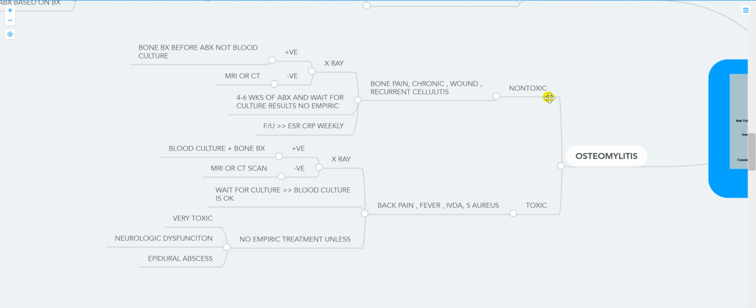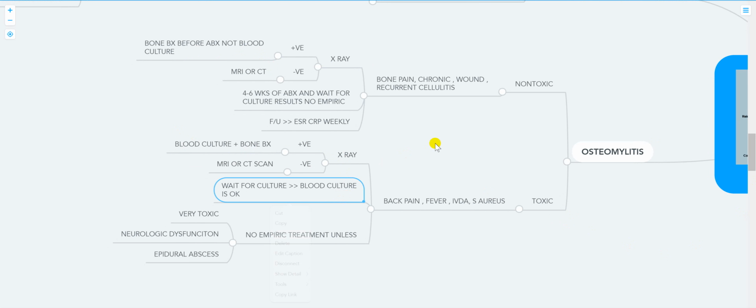If it is osteomyelitis, it could be non-toxic or toxic. Non-toxic is usually bone pain, chronic, recurrent. Toxic is back pain, fever, IV drug abuse, and Staph aureus. In both of them, we start with X-ray. If it's positive, in the non-toxic, we do bone biopsy before antibiotics, and no need for blood culture. But if it's toxic, we do both blood culture and bone culture. And we wait for the culture, and then we start 4 to 6 weeks of antibiotics. And you follow up with C-reactive protein weekly. We wait for the culture for both, unless there are very toxic symptoms, neurologic dysfunction, or epidural abscess.